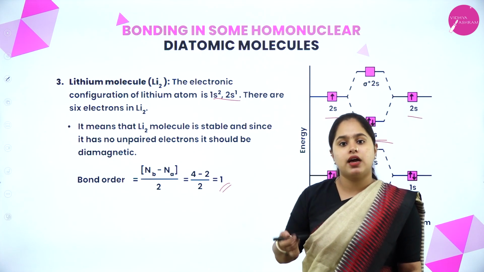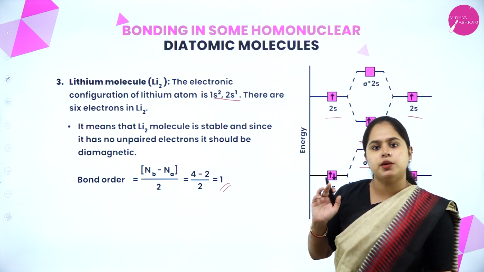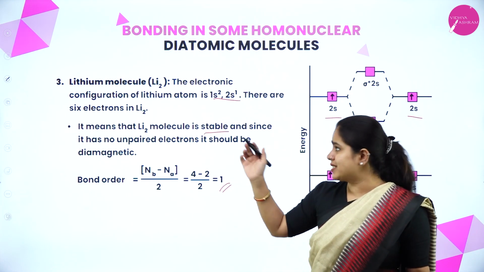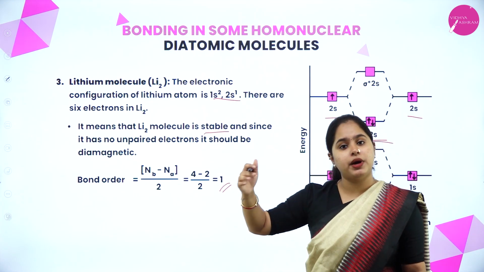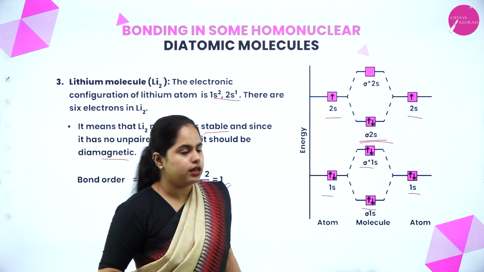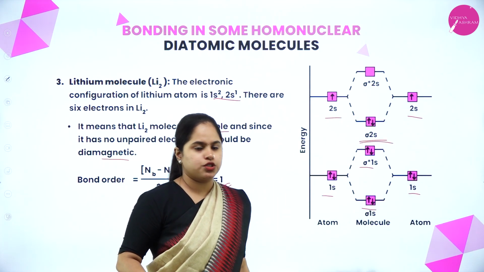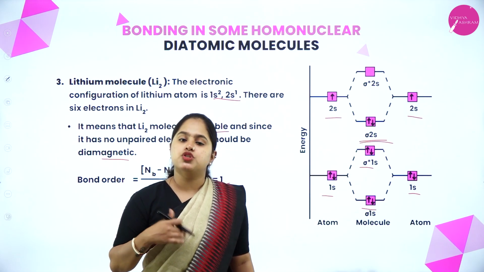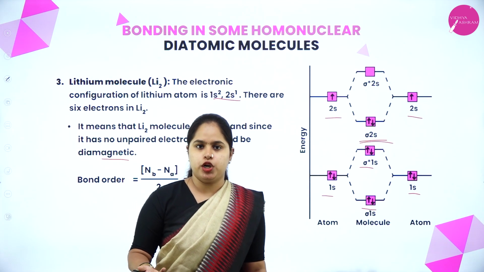So here also we understood that a single covalent bond is present, right? So this means that the molecule is stable, and since it has no unpaired electrons, it should be diamagnetic. That is also clear, right? Are there any unpaired electrons? No, right? Here, here and here all of them are paired electrons. So that means it is a diamagnetic molecule, right?